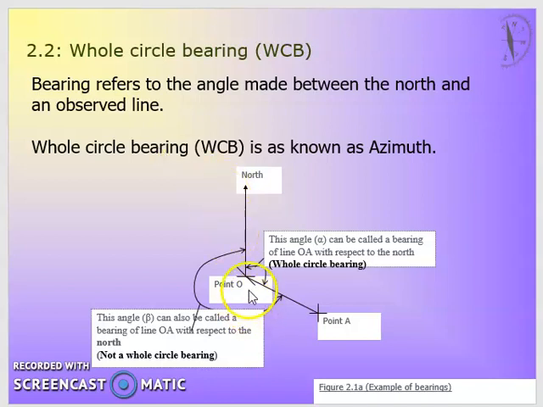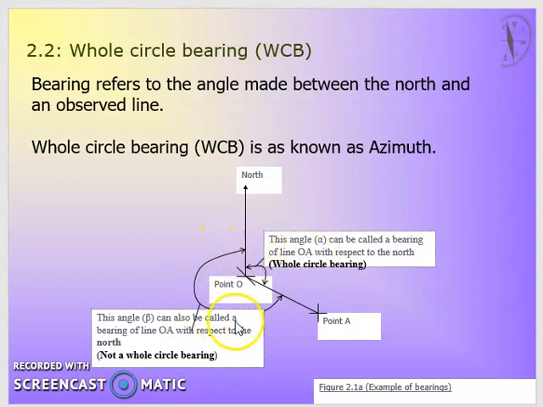So again, if we are looking at the line OA, we will start by drawing the north as our reference at the starting point of the line OA. So once we have drawn the north, we will rotate in the clockwise direction, starting from our reference line, the north, towards our line OA. Because we are rotating in a clockwise direction, the only way we can do that is to start from here and rotate to the line OA. So as a result, only the angle alpha is called the whole circle bearing of the line OA.